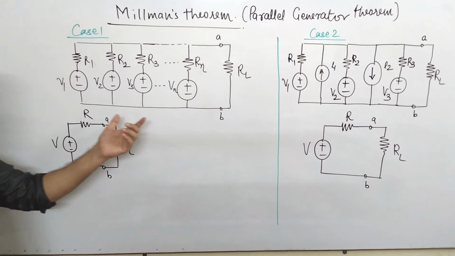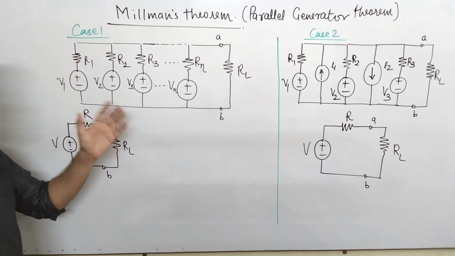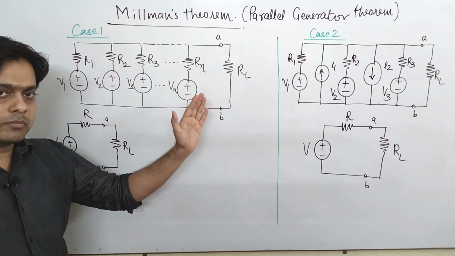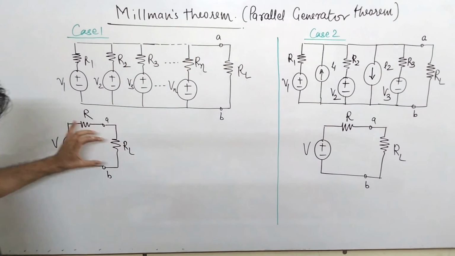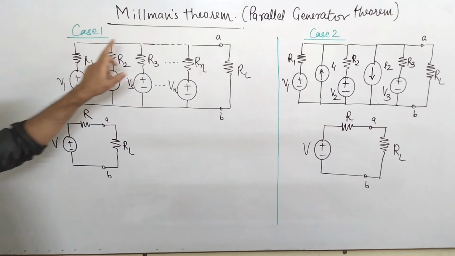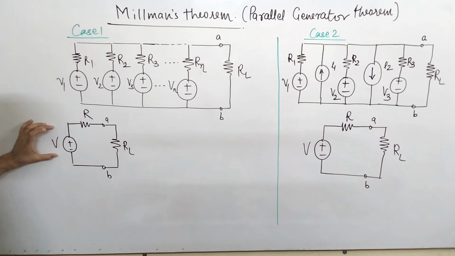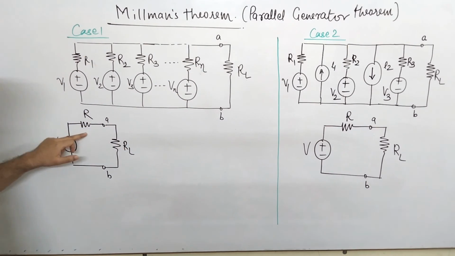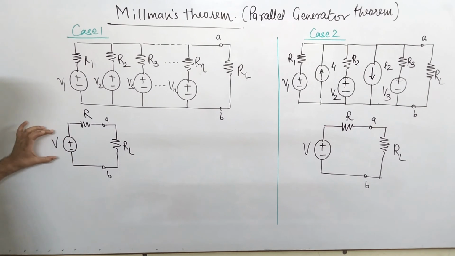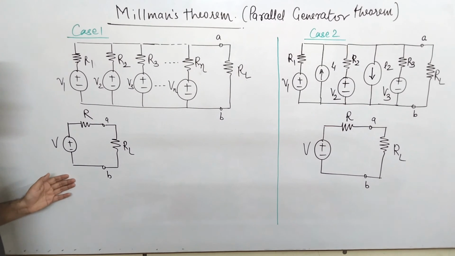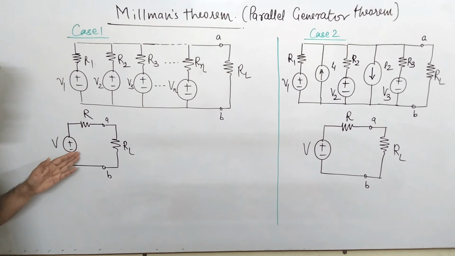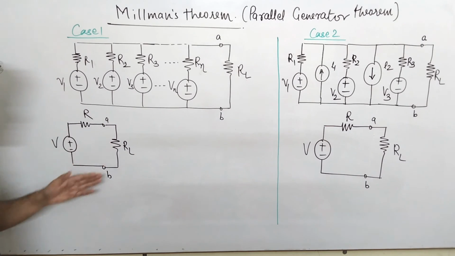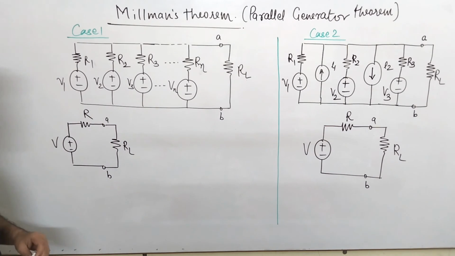As I said, Millman's theorem basically explains how you can convert this parallel combination into this form. This is your load RL, and finally you convert this entire bay into one voltage source in series with this resistance R. Now you have to find the value of V and R. So this is the statement of Millman's theorem, that a number of parallel voltage and current sources may be converted into a voltage and resistance in this form.